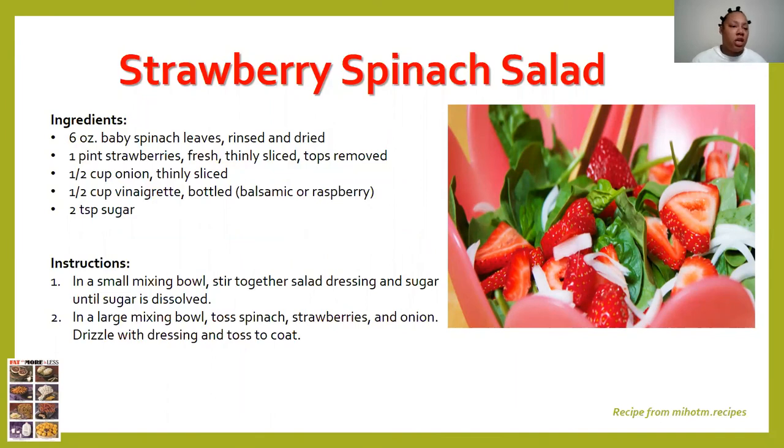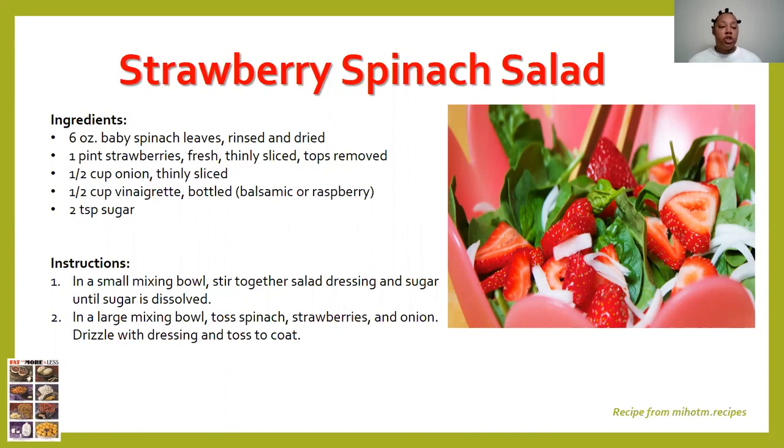And it's really easy. For the ingredients, you have 6 ounces of baby spinach leaves, and you rinse them and dry them. You have 1 pint of fresh strawberries. You want to thinly slice them, as you can see in the picture, and remove the top. Also, a half a cup of onion, thinly sliced, as well as a half a cup of bottled vinaigrette. It could be balsamic or raspberry or whatever dressing you would like. But vinaigrettes are usually low in fat and are usually healthier options, okay? And then also 2 teaspoons of sugar.